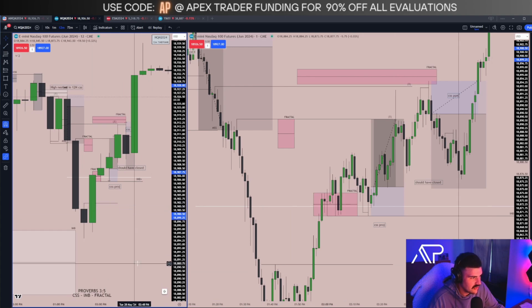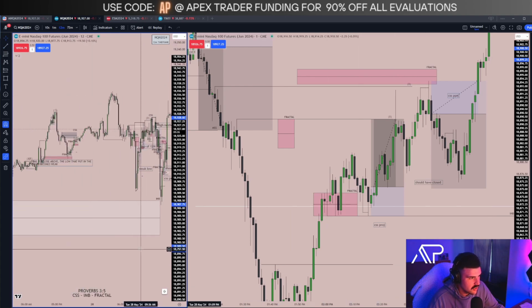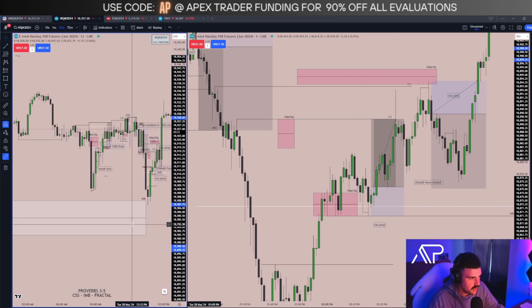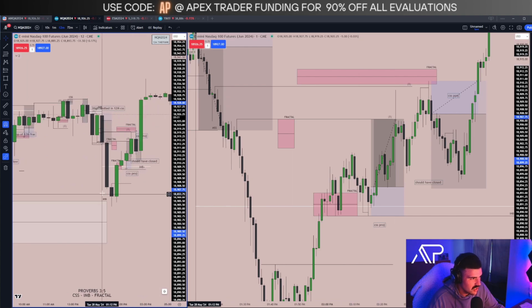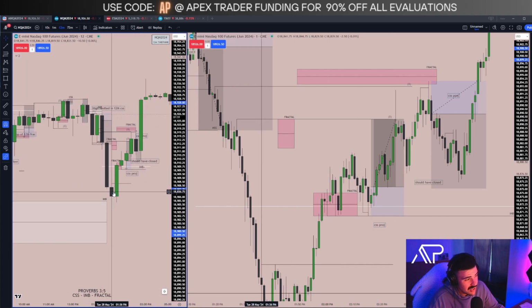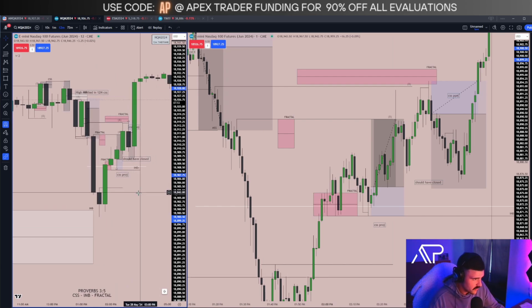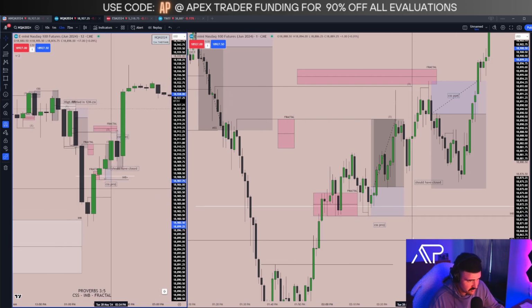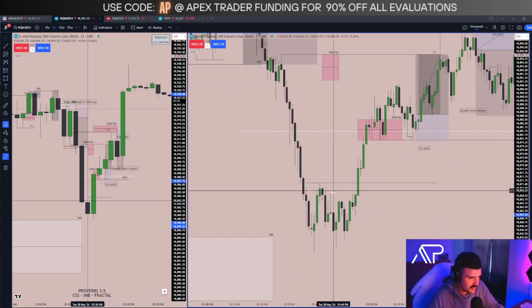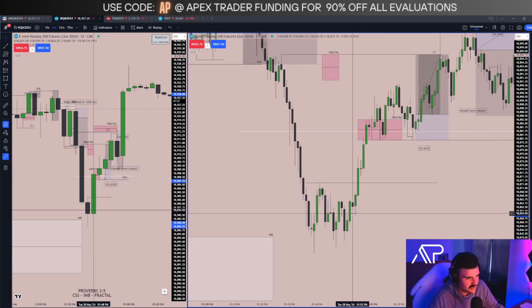Down here, we can identify a CSS, which is stemmed from this big 72-minute imbalance right over here, right? You can see we come down, tap it, close out of it, which is almost the same exact function as closing back within the range. Close out of it, form a 12-minute CSS, right? And here, I'm not really anticipating anything because you can see not much structure is formed.